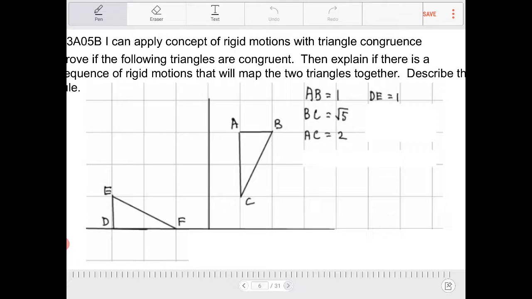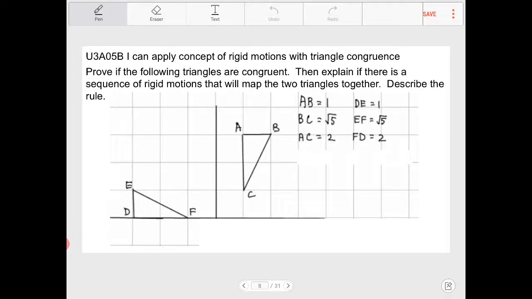Similarly, I can find the side length DE, which is 1. Side length EF is square root of 5. And finally, side length FD has a length of 2. So these two triangles are going to be congruent based on side, side, side. So these two triangles are in fact congruent. We've accomplished the first task here. We've proven that the two triangles are congruent to one another.